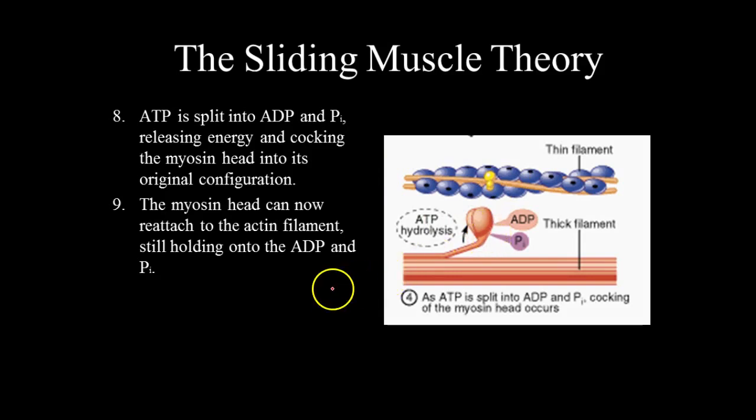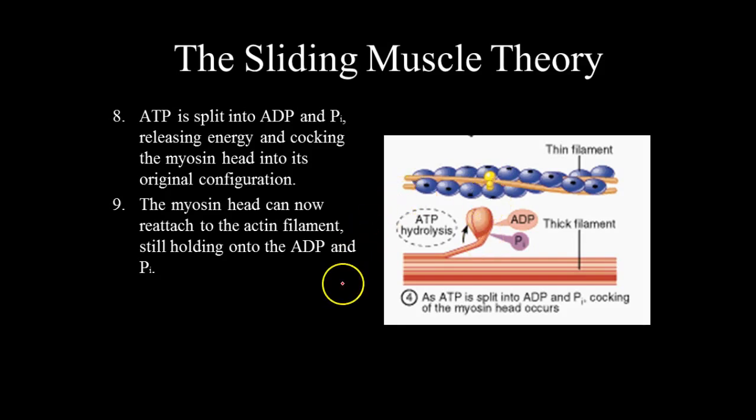So basically what happens with the sliding filament theory is that calcium opens up the doorways on the actin, and the myosin head attaches. When it attaches, it will power stroke the actin towards the center of the sarcomere, and then it will release, and then it will attach again and power forward again. Attach, release, attach again, and power forward again.